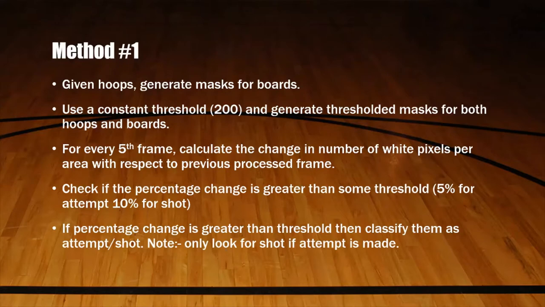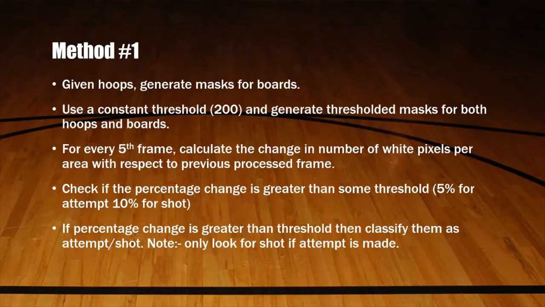The next point is that, as I have told before, we are doing this at 5 FPS, so every fifth frame would be processed. For every fifth frame, we are going to calculate the change in number of white pixels per area with respect to the previous processed frame. This is frame F minus 5 and frame F. If that percentage change is greater than some threshold, and I have a threshold of 5% for an attempt and 10% for a shot, then we detect it. Let me first differentiate between what an attempt and what a shot is.